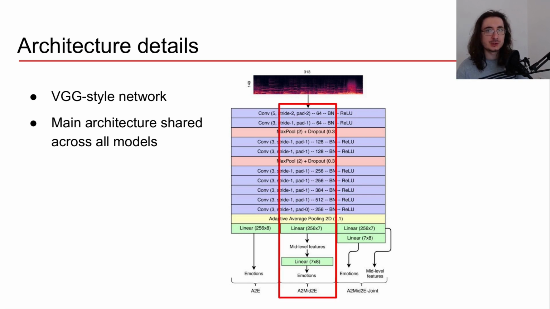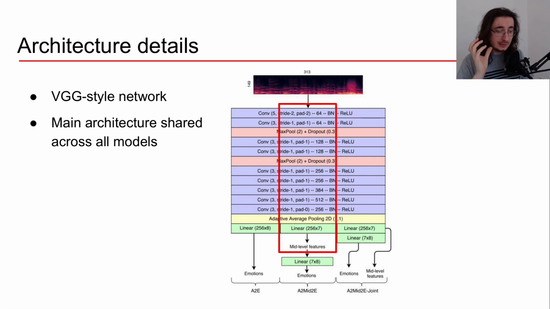Now let's move on to A to mid to E, which has a little bit more complex structure. As always, we have a first part of this network that's shared. So it's this VGG style network, but then it applies a fully connected linear layer, which has not 8 outputs, but 7 outputs. And why is that the case? Well, that's the case because here we are training this first part of this two-stage algorithm to predict mid-level features. And so obviously we know that we have 7 features, and so here we expect 7 outputs, and the predictions here will be for each of the mid-level features.